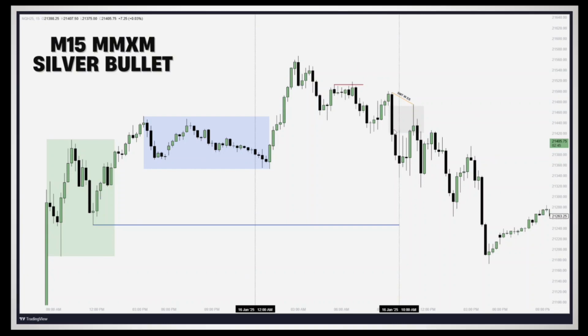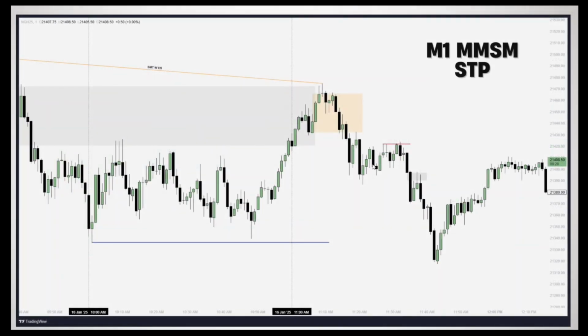Now we got to switch to the M1 at this fair value gap, and then just need to trade the M1 market maker model. I got this nice low here, the 10 a.m. open high, and also this 11 a.m. Got the nice SMT at the highs, and then the change in the state of delivery, this M1 order block, right?